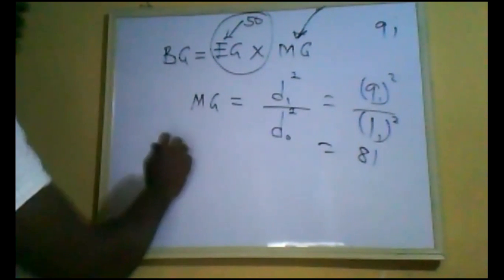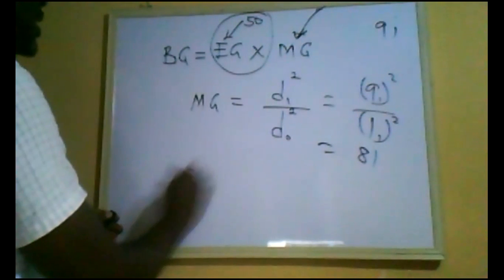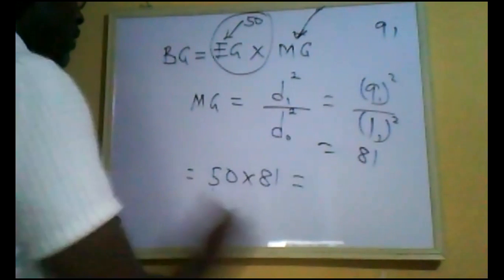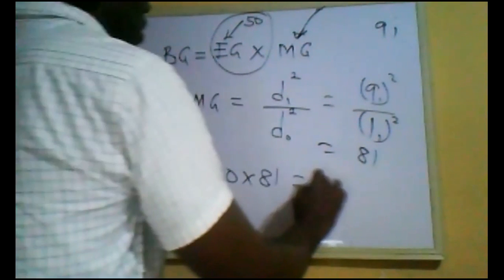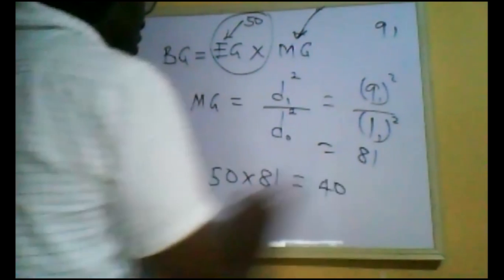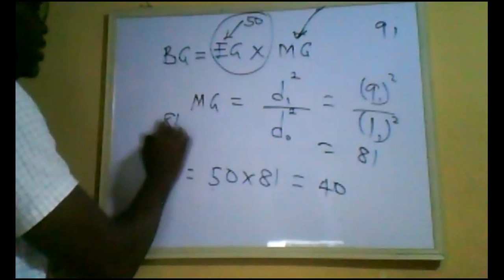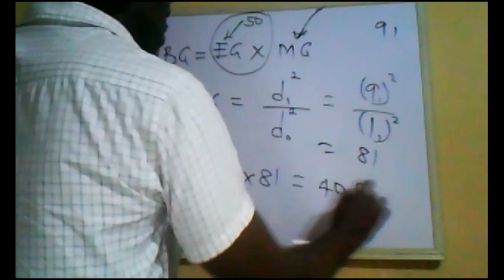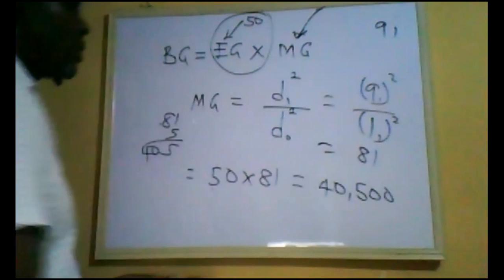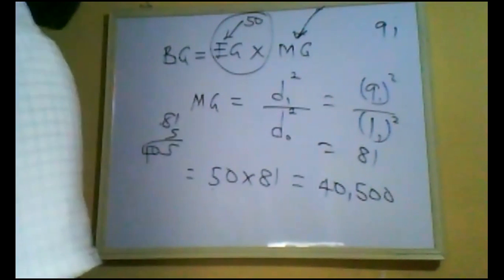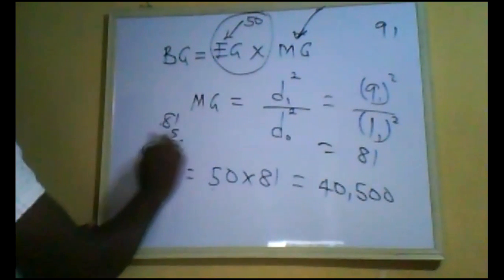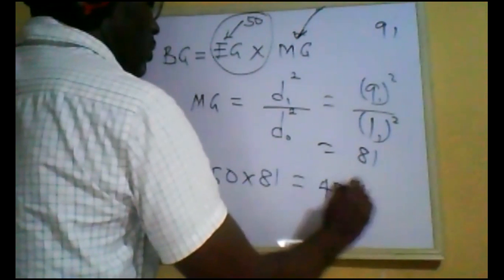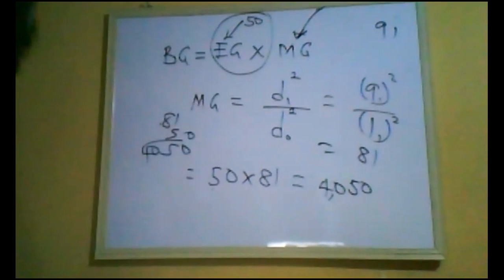So the brightness gain will be 50 times 81. That gives us 4,050. So that's the brightness gain.